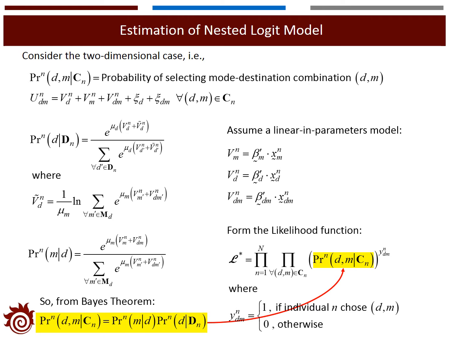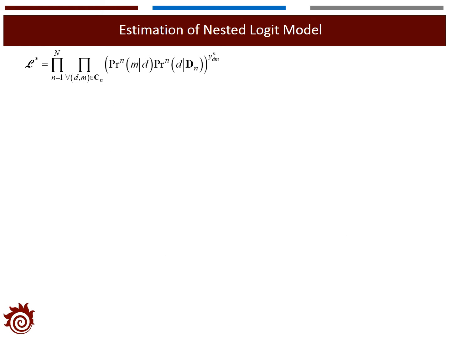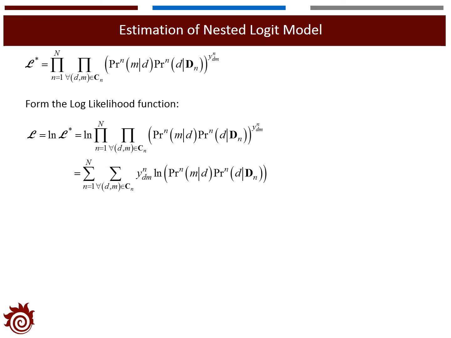In this likelihood function, we can apply the Bayes theorem to replace the joint probability with the conditional probability and marginal probability. In addition, we can apply the log transformation for the likelihood function and get the log likelihood function to simplify the estimation. With this log transformation, we will replace the product operation with the summation operation.